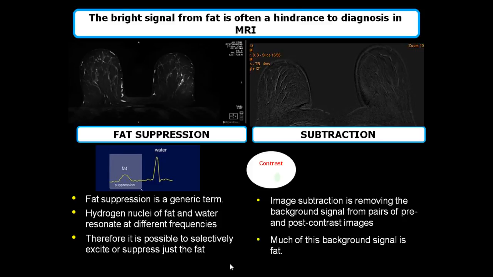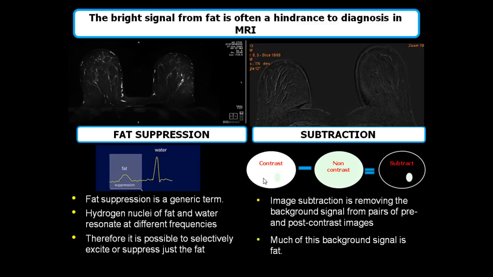If we imagine that these are the post-contrast images, and we're trying to look for this subtle enhancing lesion within this white breast, but if we subtract the non-contrast images from the contrast images, then we're only left with the newly enhancing breast lesion.